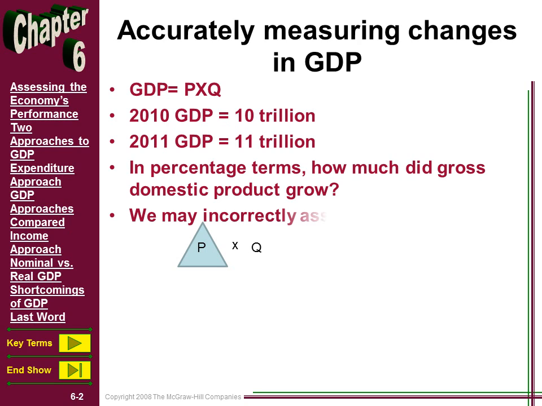So what we have to do is figure out a way to avoid this incorrect assumption of 10% by looking at what economists call the nominal numbers, nominal GDP. So GDP equals P times Q. Notice the triangle around the P variable for prices of goods and services. Triangle is what? It's the Greek symbol meaning delta or change. And we use this to signify that the prices of goods and services change over time.